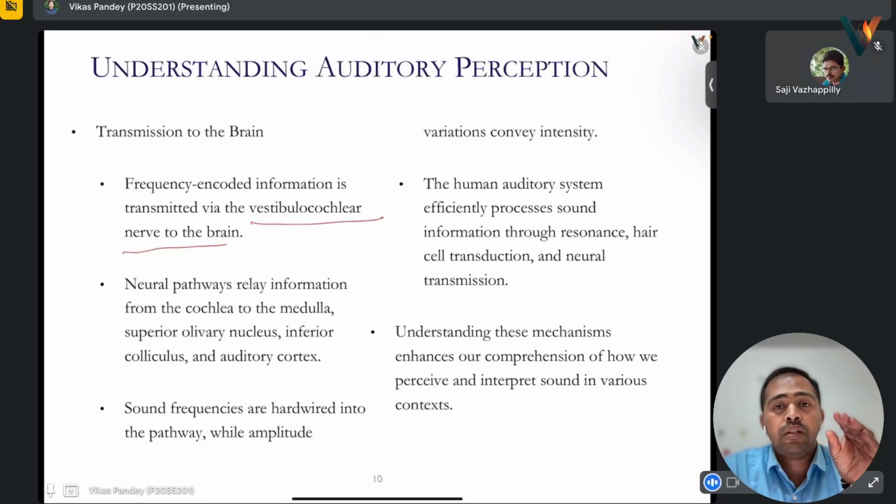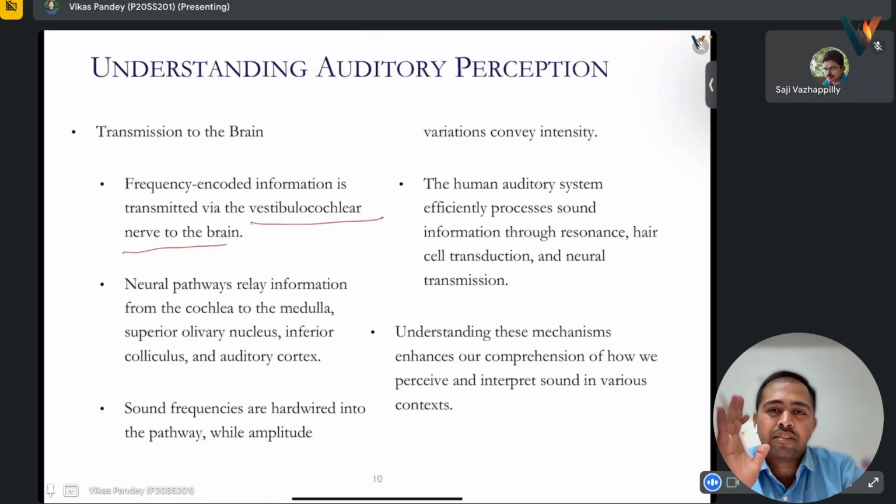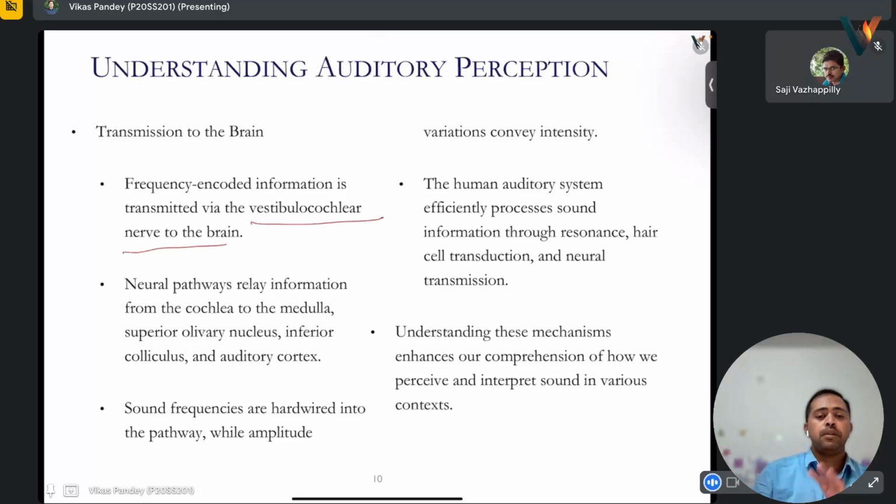We can say that these frequencies are hardwired into the pathway, while amplitude variations convey the intensity. If it is going through this pathway, that means it has this frequency. But how much vibration there is will determine the amplitude, the amplitude of the sound wave. So we can say that hair cells act as the transducer of this sound system. This understanding helps us perceive and interpret sound in various contexts.